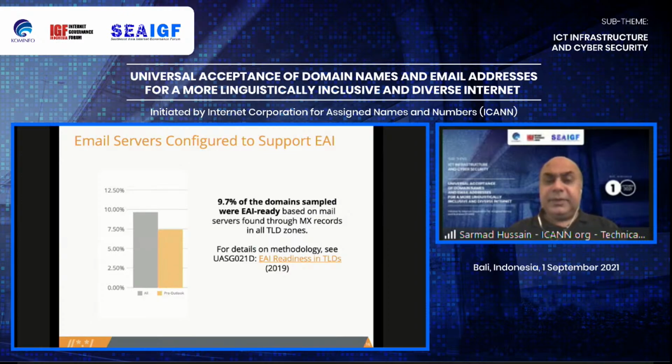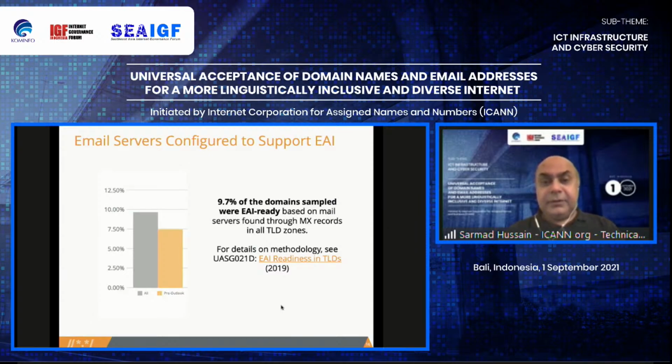We've actually also in 2019 did a survey on all the mail servers which are deployed. We sampled 10,000 mail servers from the different GTLD zones and found out that only about 9.7% of these are EAI ready, or they support internationalized email addresses. And this is still quite a gap. So, still more than 90% of the email servers out there which are deployed do not support internationalized email addresses. And that is something we obviously need to fix.